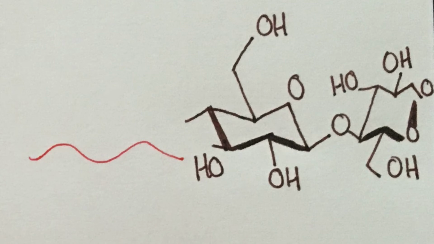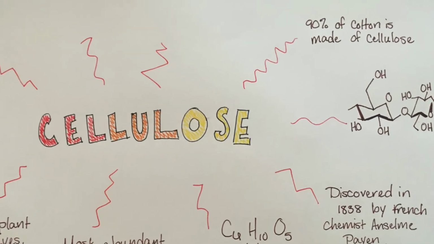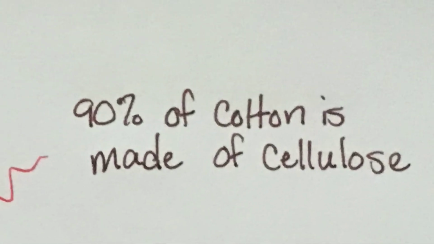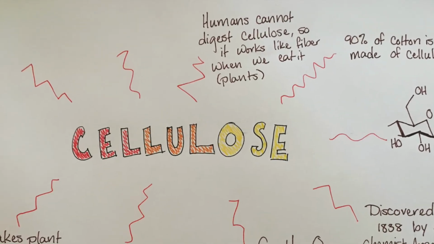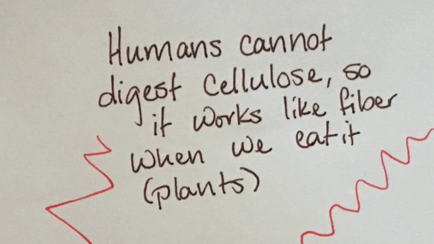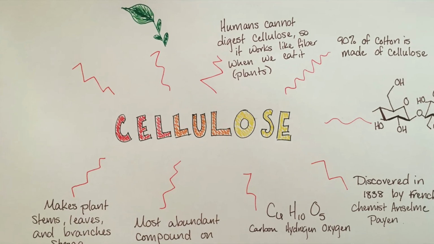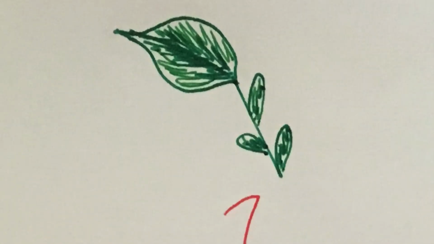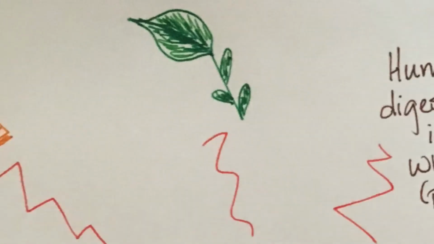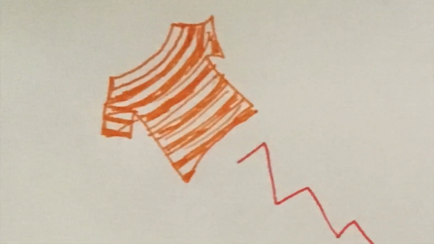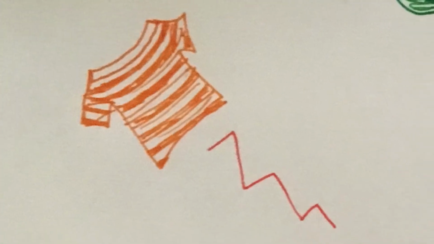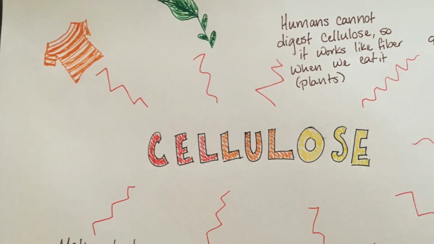This is the chemical formula for cellulose. I found this when I googled cellulose. You don't have to put this on your paper, but I wanted to just have a visual for what it looks like. 90% of cotton is made of cellulose. Humans cannot digest cellulose, so it works like fiber when we eat it. We mostly eat cellulose in the form of plants, like spinach or kale, and like I said, cellulose is in a lot of different fabrics, mostly cotton, linen, and even paper.